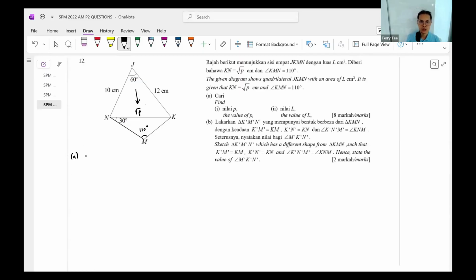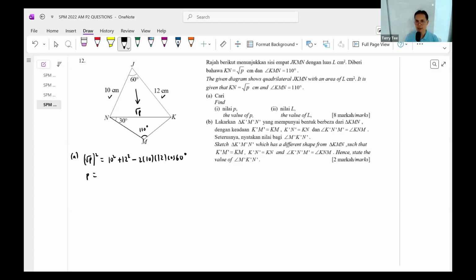So we use cosine rule, right? Okay, cosine rule is a squared. Your a is now square root P, squared, equals to b squared plus c squared. Your b and c is 10 and 12. You can switch. You can do 10 first, 12 later, or 12 first, 10 later. It doesn't matter. Minus 2bc, 10, 12, cos of the angle between, 60.